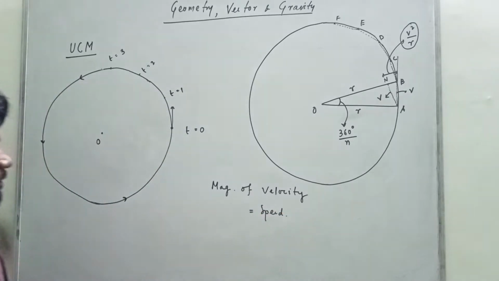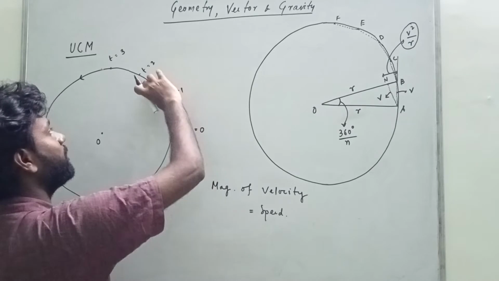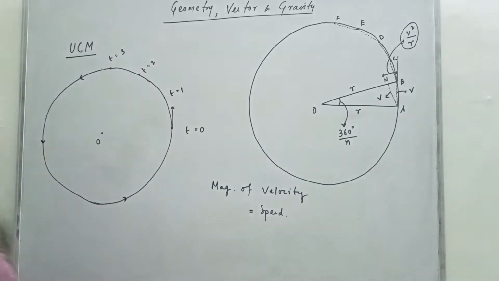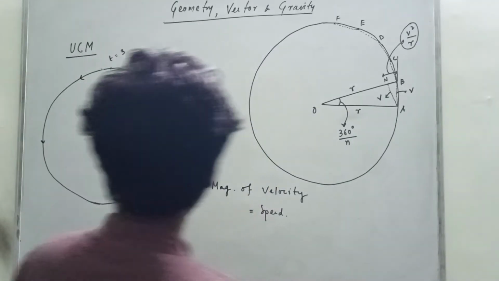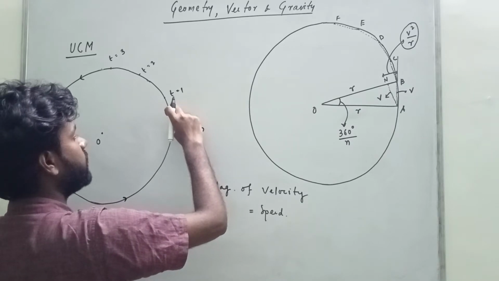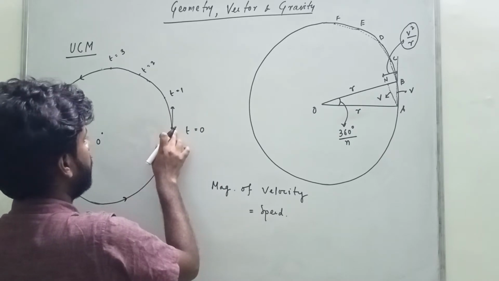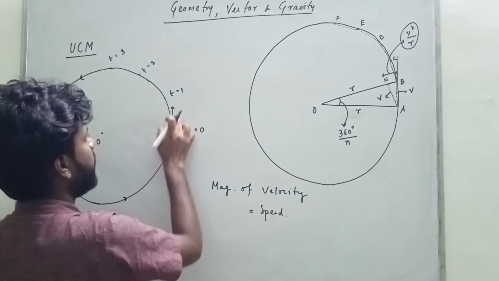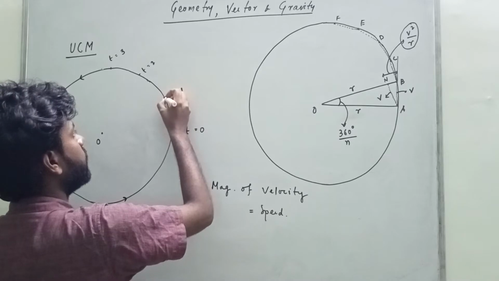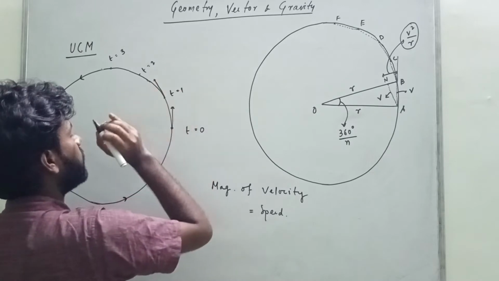The magnitude of velocity means the speed. The magnitude of this arrow is the same because it is uniform circular motion. That means the speed will be the same, right? So the length of this straight line will be the same. If at this point the velocity is in that direction, then obviously at this point the velocity is this, right?